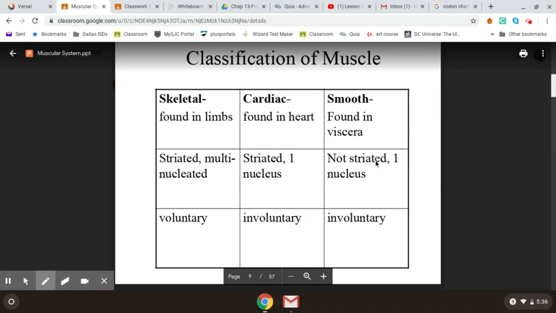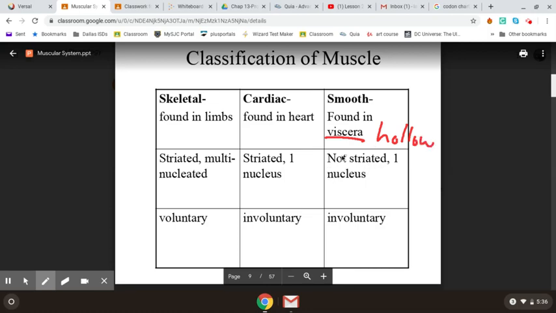Smooth muscle is found in the viscera. Remember, the term viscera deals with the linings of our cavities, right? Or the linings of our organs. We talked about visceral pleura, visceral peritoneum, visceral pericardium, things like that. So we find these in hollow organs.